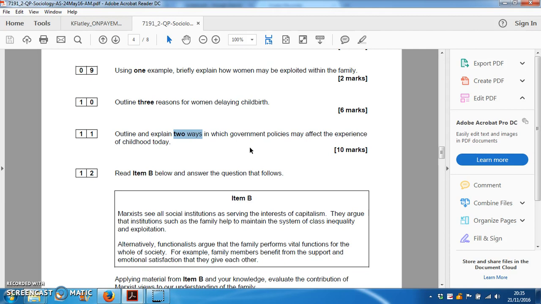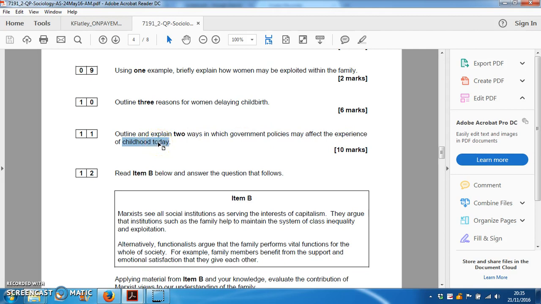Now often the exam question will naturally do that. For example, you've got topic 7, which is government policies, linking into topic 2, which is childhood. So the question has already linked 2 areas of the specification together. Some questions might not be as clear as that, but in the case of this one it is really, really clear. What you need to do is identify one way of a government policy and then how it is affecting the experience of childhood today.